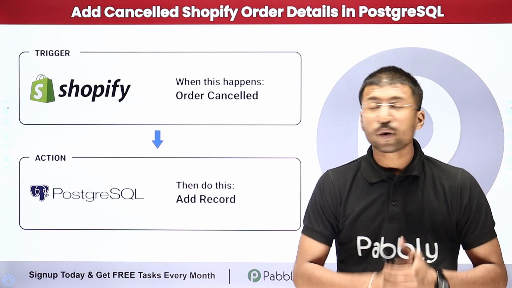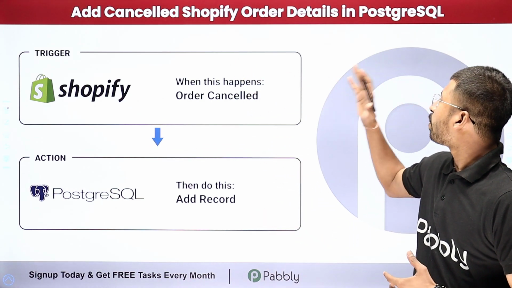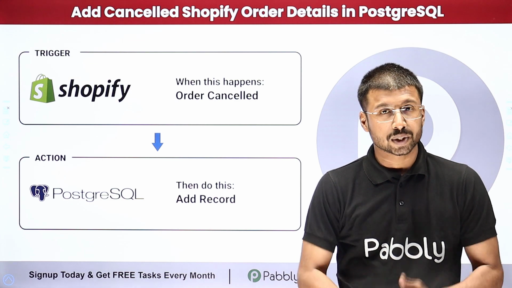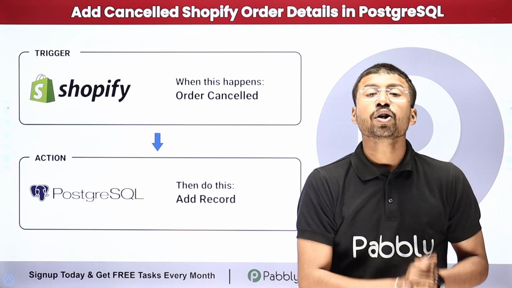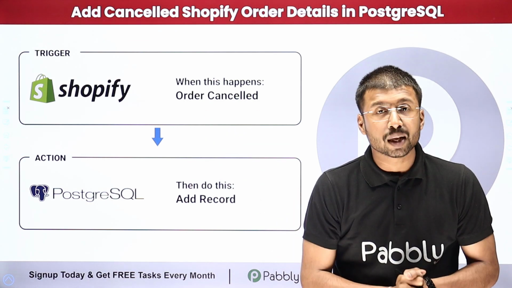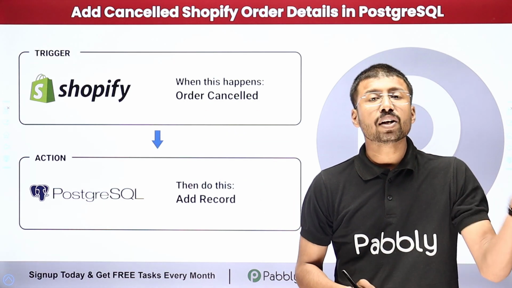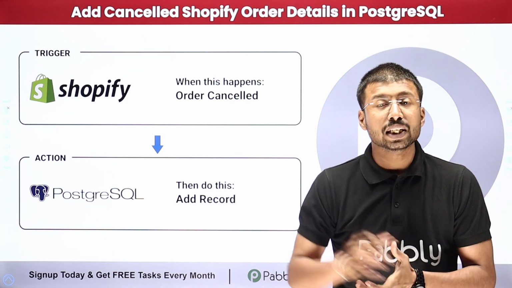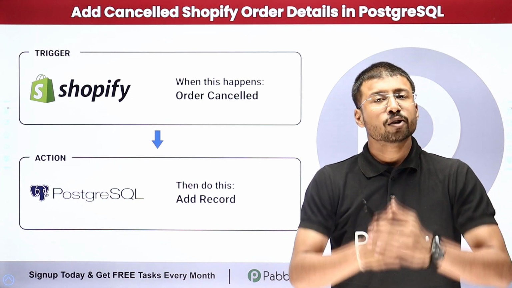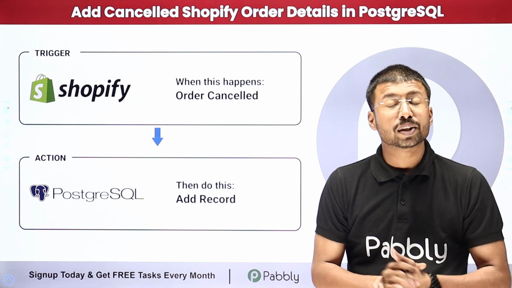So in this video, we are going to learn how to add cancelled Shopify order details in PostgreSQL. Let's say you have created your e-commerce store using Shopify and you're using PostgreSQL as a database platform. Now you want that whenever an order is cancelled in your Shopify store, automatically you want to add the order details in PostgreSQL. So let me tell you, you can completely automate this process.